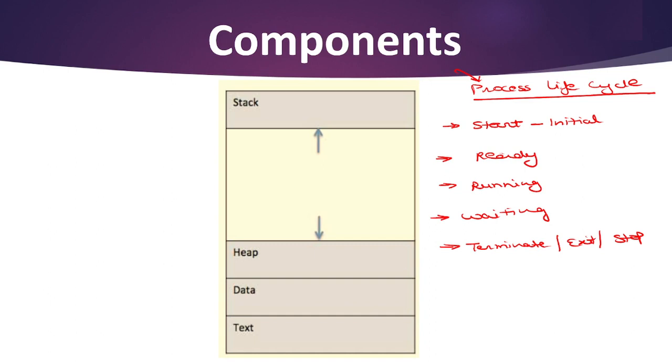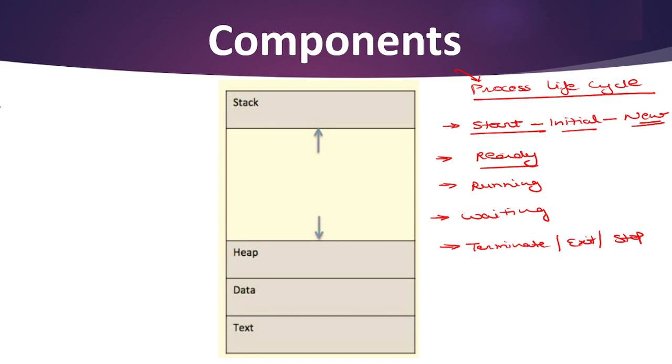And our process has different stages also. The start, the initial, we can also say the new stage. So when the process is being created, that means we are at the first stage, that is the initial stage. Ready means the process is waiting to be assigned to a processor. Running means instructions are being executed. Waiting means the process is waiting for some events to occur.